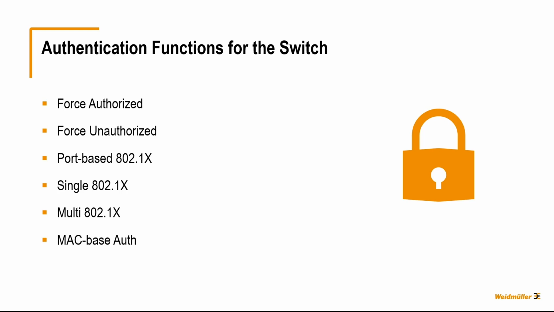With MAC-based auth, the switch sends and requests to the Radius server with the MAC address of the client. If the Radius server accepts this MAC, the switch accepts network traffic for this client with the MAC.